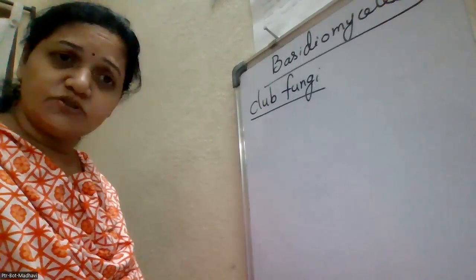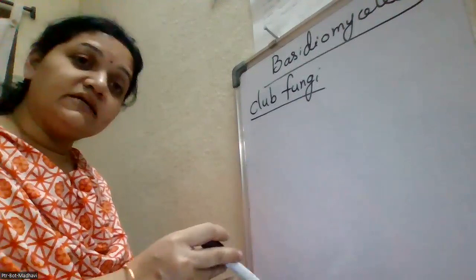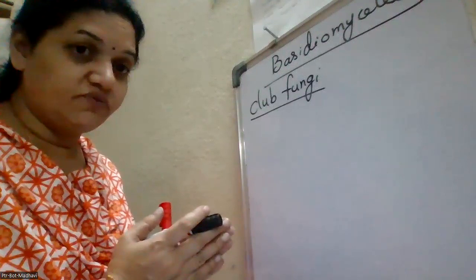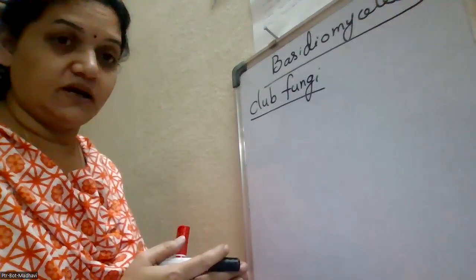Now come to the point of the club here in the basidiomycetes class. Club means gathering, otherwise a large number of the same category of fungal organisms growing together. So this is called club fungi.